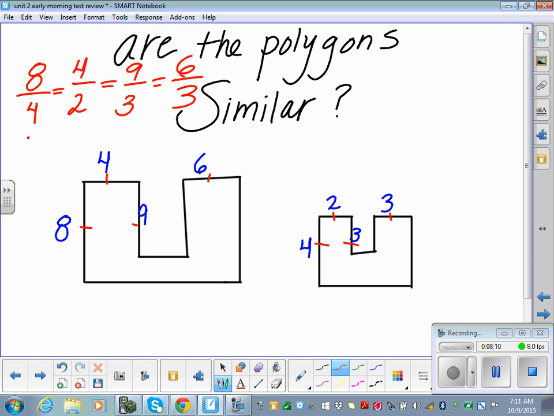8 divided by 4 is 2. 4 divided by 2 is 2, but you could just use your calculator. 9 divided by 3 is 3. 6 divided by 3 is 2. So are these similar? No, we had one that was off. Okay, they're not similar. So you would say not similar because the ratios didn't match up.